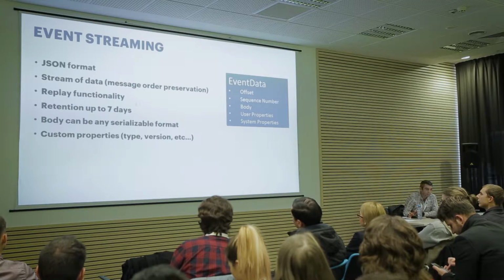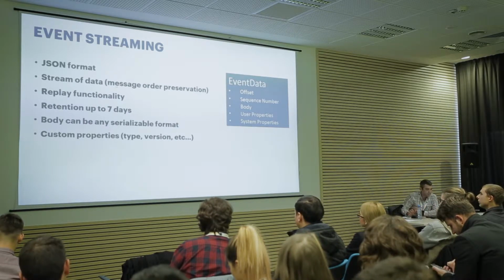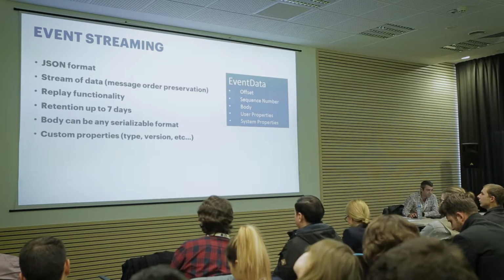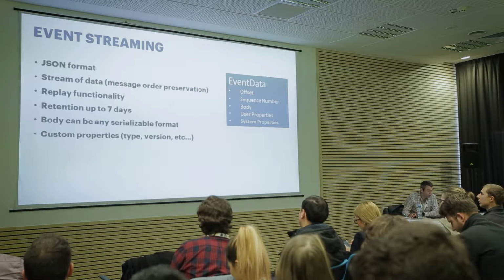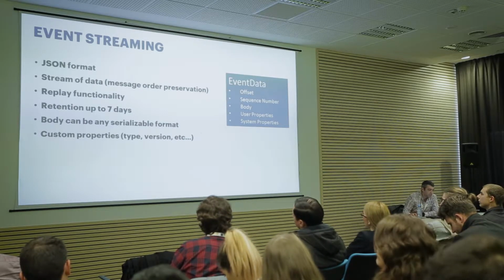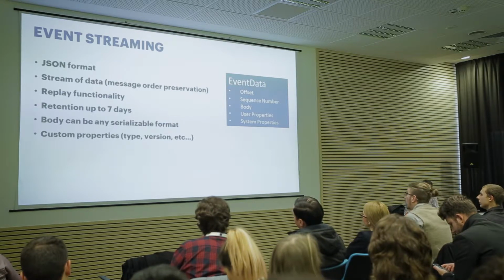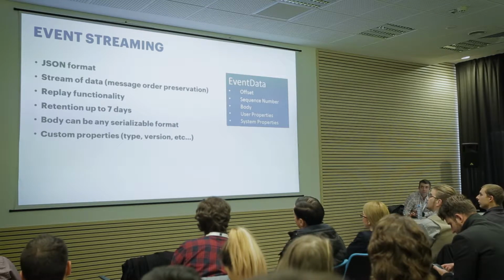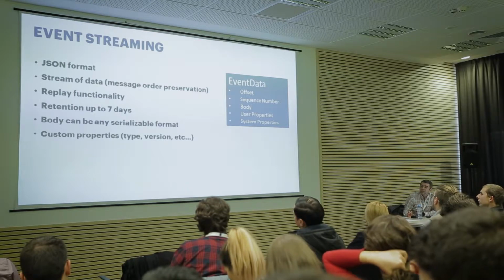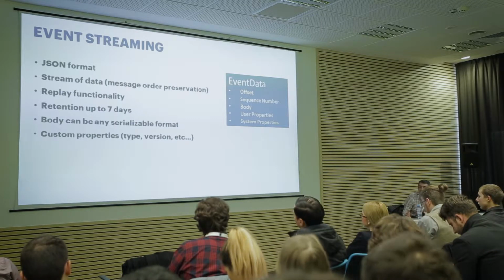How does the message look? It's a JSON format. The Event Hub maintains message order preservation, so it's a stream of data. It offers replay functionality, and I will explain how. Retention up to 7 days. The body can be any JSON serializable format. And the messages can also have custom properties. So not only the body, but it can have metadata attached to the events. So maybe you write something in a custom property, and you don't need to deserialize, decode the message to know what it is. Maybe you pass the message along as it is, undecoded, which helps consume the message faster.